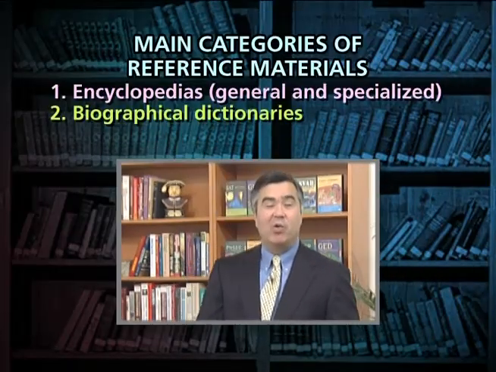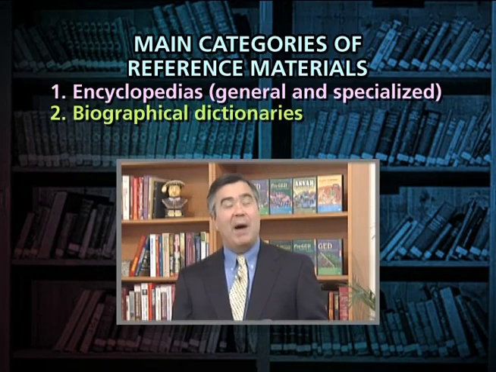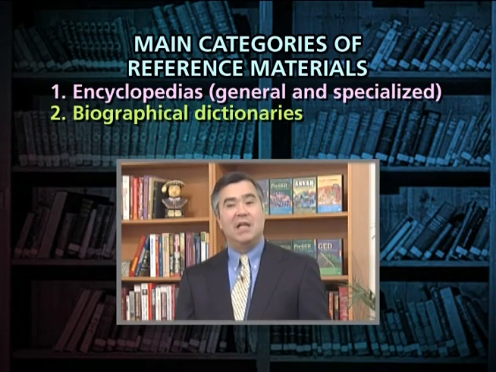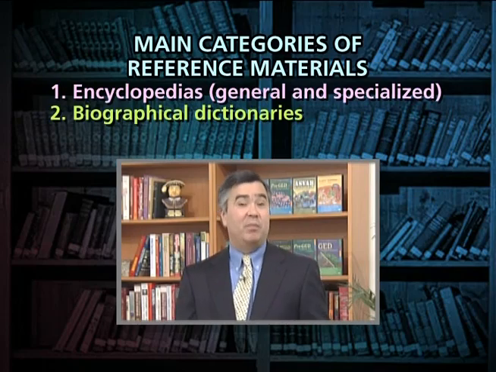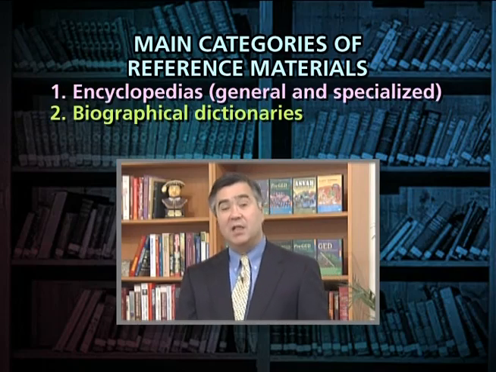A second category of reference materials is biographical dictionaries. These are books that contain brief life histories of particular people, generally famous people, of course. Some of these are national. So, for example, there's the American National Biography, a multi-volume set containing brief biographies of all kinds of people from American history, from presidents to artists to athletes.